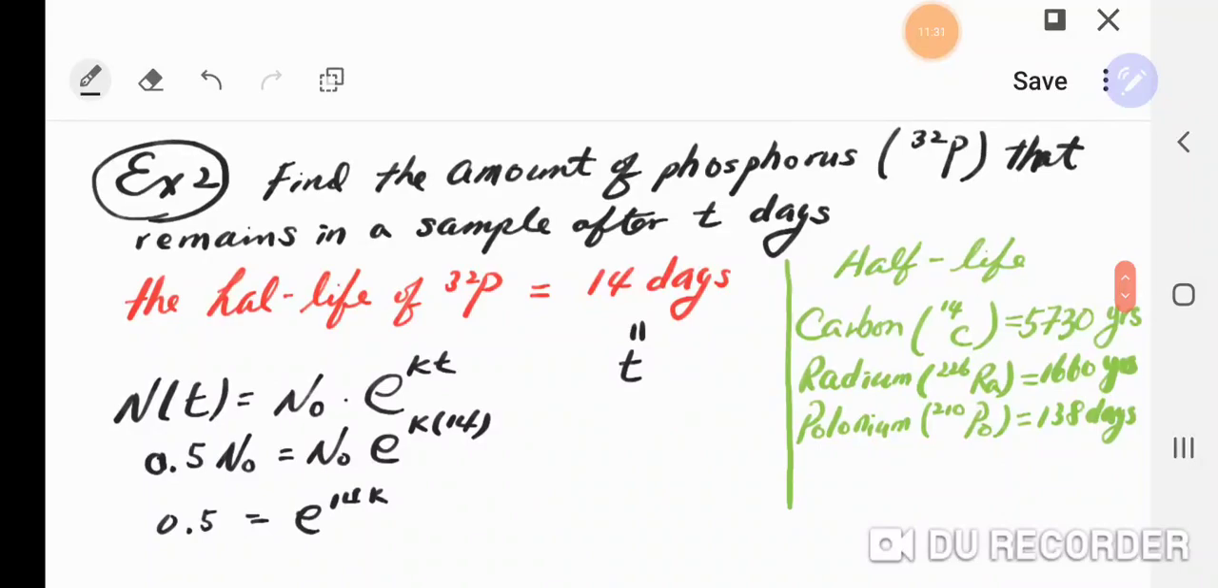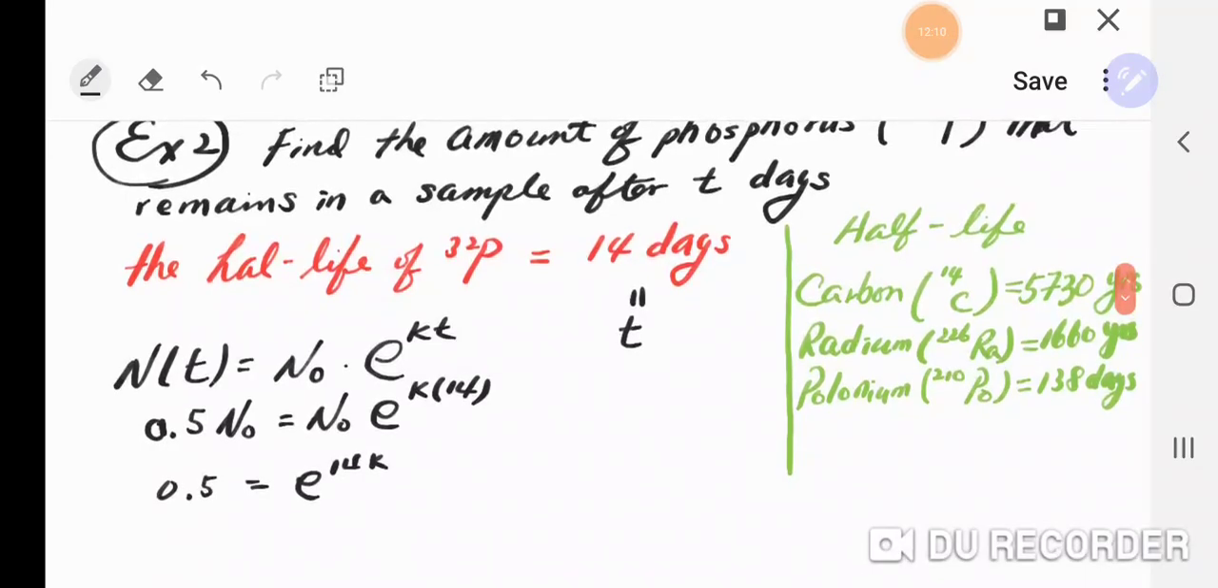The half-life of carbon-14 is 5,730 years. This means, for example, 1 gram of carbon-14 will be reduced by half after approximately 5,730 years. And there are other half-life values, like radium and polonium. So we can apply these values when we calculate the amount left after certain years or days. So this is one of the examples, using phosphorus.